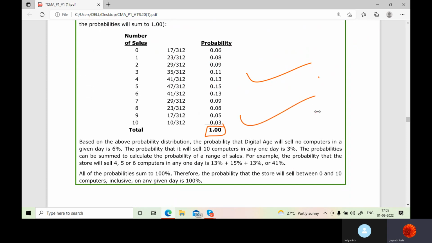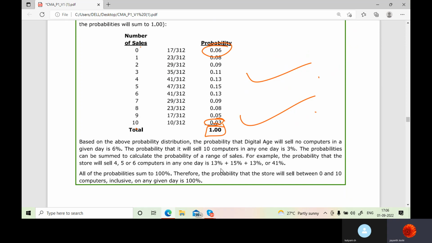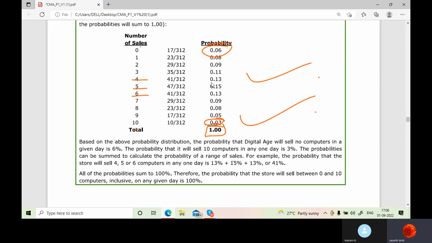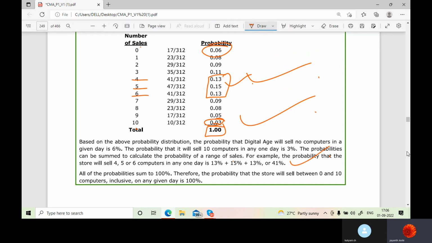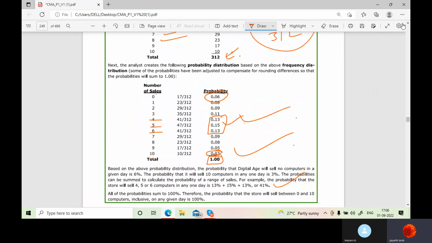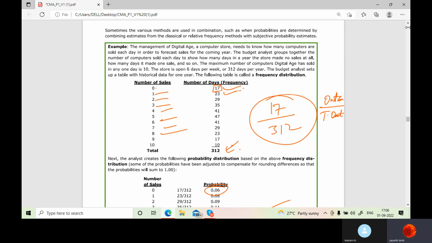Okay, so based on the above probability distribution, the probability that Digital Age will sell no computers in a given day is 6%. Yes, 6% chances they won't sell any computer, and for 10 computers, 3% chances. You can make out this one. Based upon that you can see how many days: 41% is that the store will sell 4, 5, or 6 computers. Add up these, it gives you 41%. So this is the way you can draw your conclusions from this. You can go through that, then I'll go for the next one. If you have the textbook, you can follow the question. I'll just move to the next one.